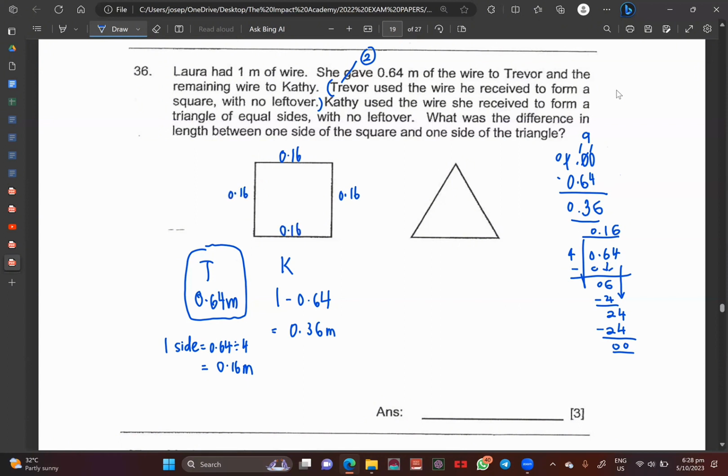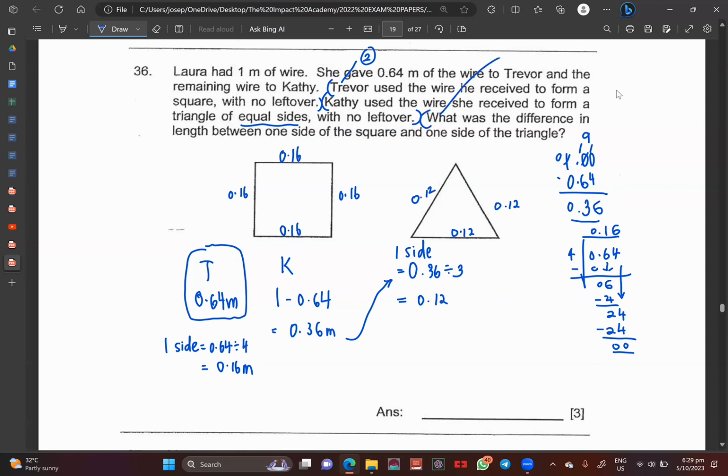Make sense? Katie used the wire she received to form a triangle of equal sides with no leftover, correct? So again, for this one it will be one side. Very good. So 0.36 divided by 3. That becomes 0.12.